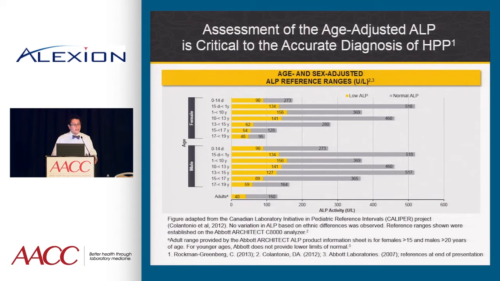So looking at an ALK phos for an adult and applying that to a child, you're going to misdiagnose patients. You're going to miss it. You can see in this period of rapid growth, 1 to 10, the low is 156. So if you present with an ALK phos of 20, that's abnormal. So someone has to be looking out at this lower range. The lower range has to be included to make the clinician aware.